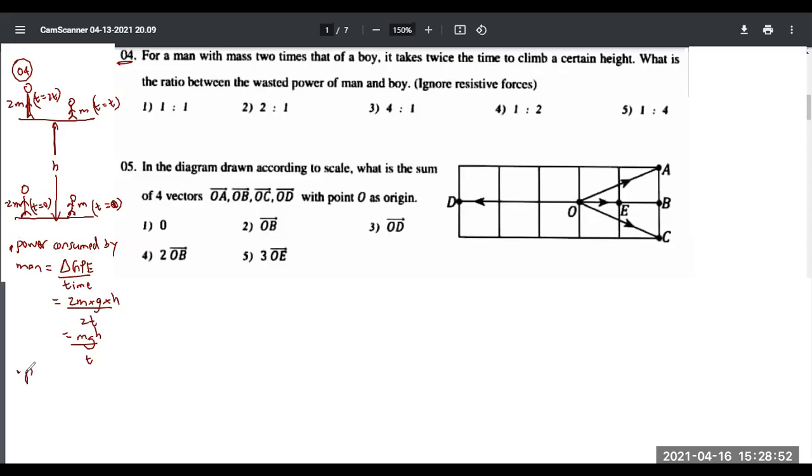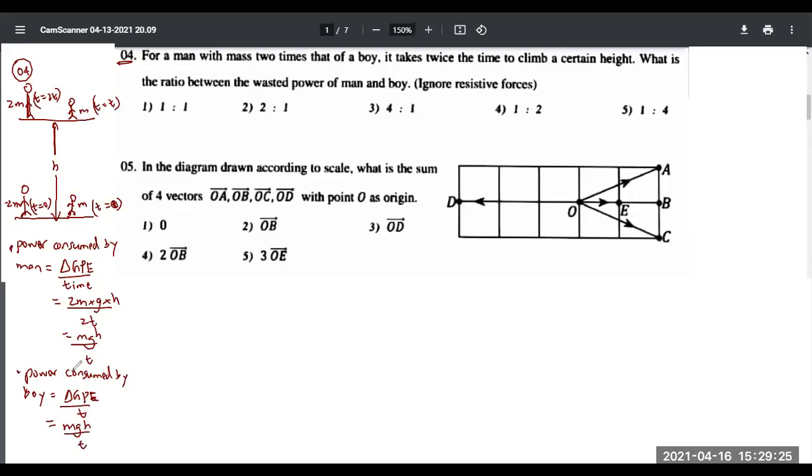And how about the power consumed by boy? Or power wasted by boy? Same equation, no change. If you want to find power, how do you find power? Work done over time, or energy change over time. So the energy change for both is gravitational potential energy divided by time. And for the boy, the gravitational potential energy is mgh directly. Mass is m, height is h, g. They both are climbing the same height. So divide by t.